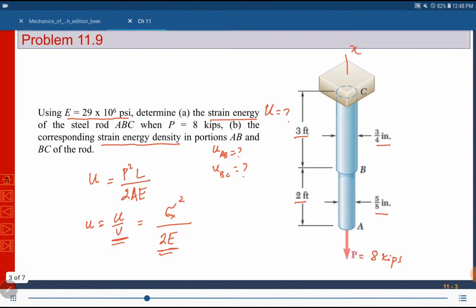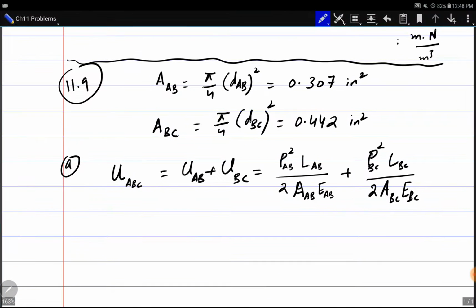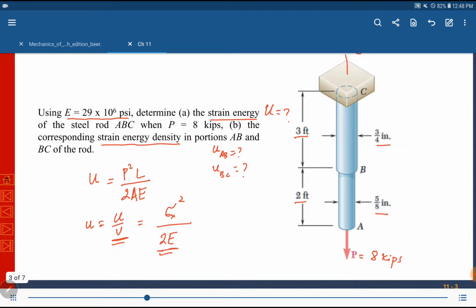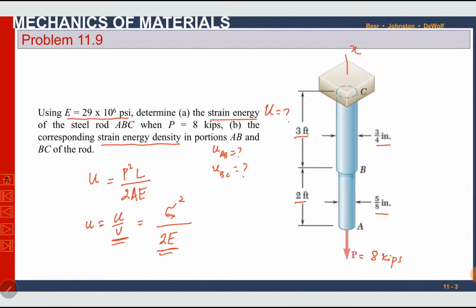Okay, let us move. P is the same for both AB and BC, so we will use P equal to 8 kilopounds. Length AB is 2 feet, length BC is 3 feet. Area has been found already. E is the same for both, 29 into 10 power 6 psi.